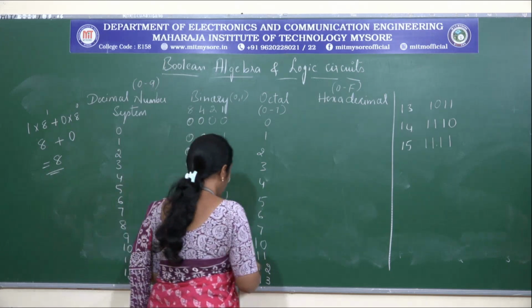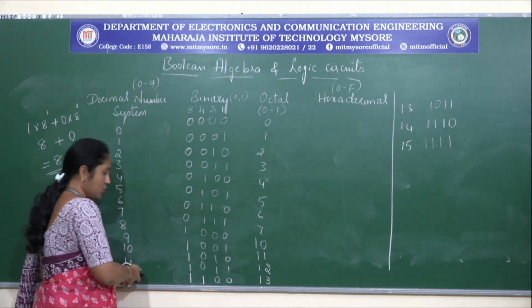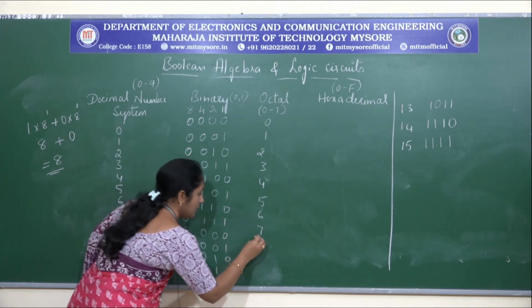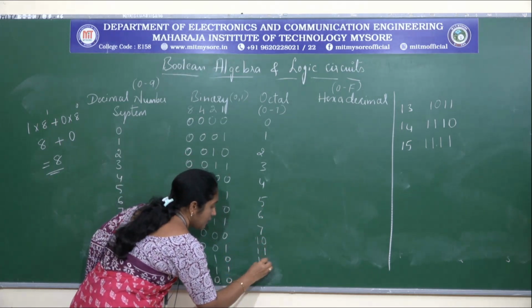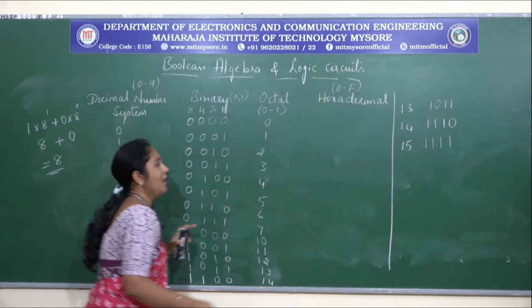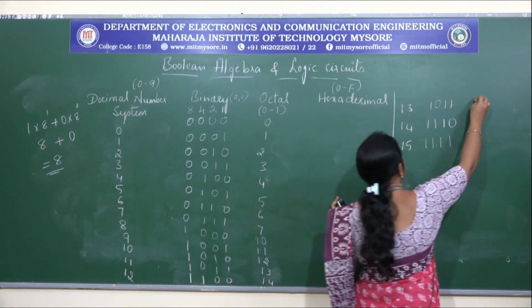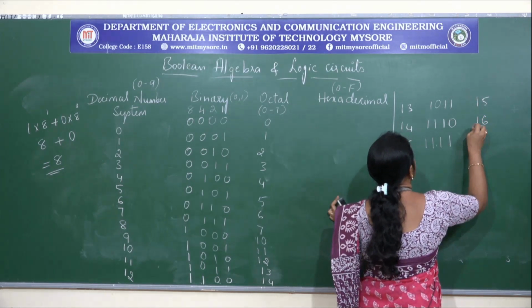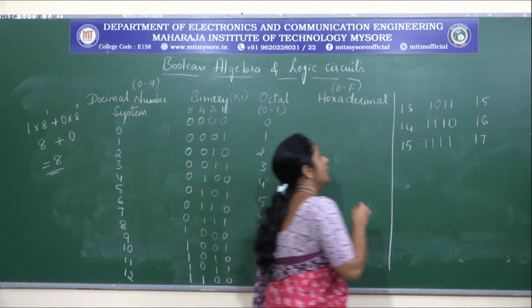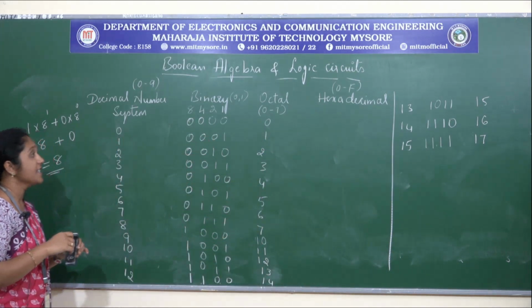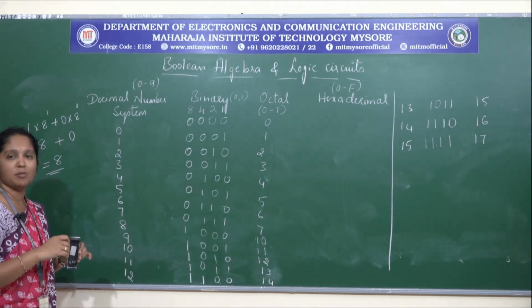After 10 which is 8, this is 9, this is 10, 11, and we need to write up to 12. So 8, 9, 10, 11, 12, next 13, 14, 15. Now let us write hexadecimal numbers.